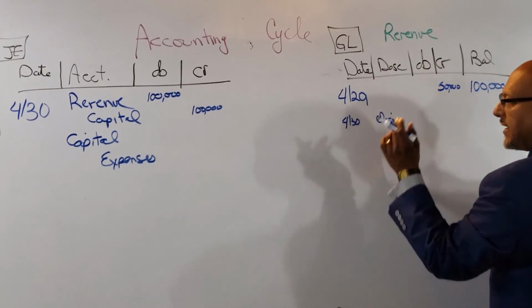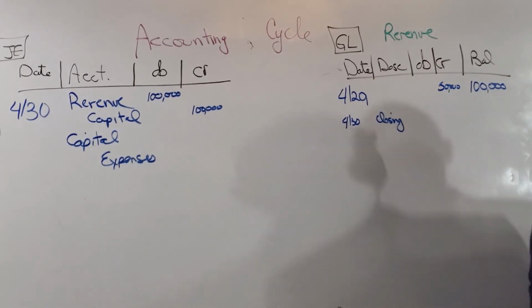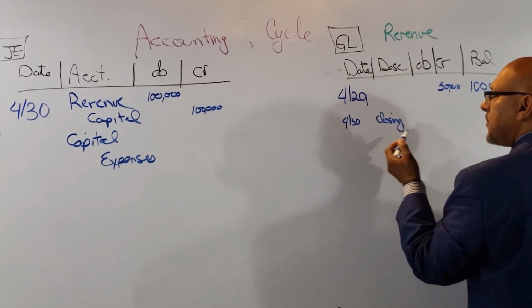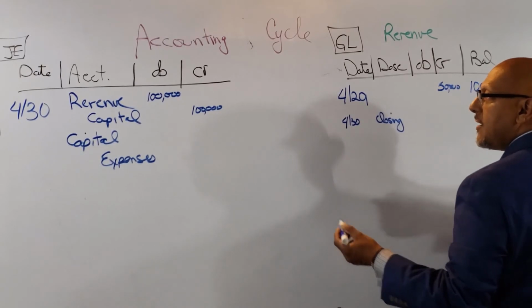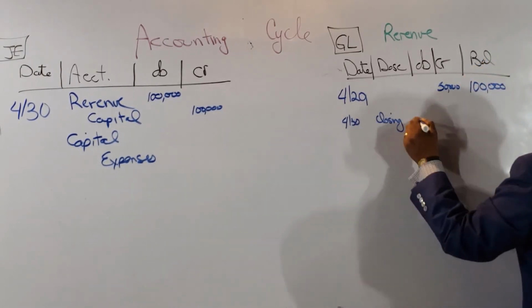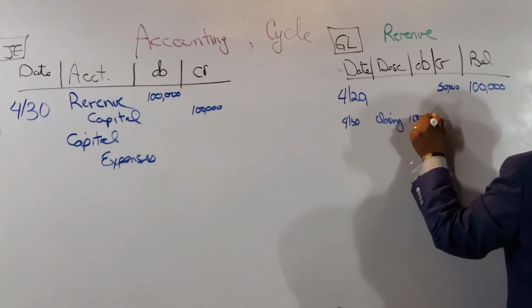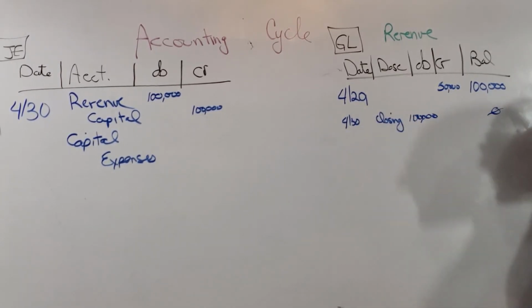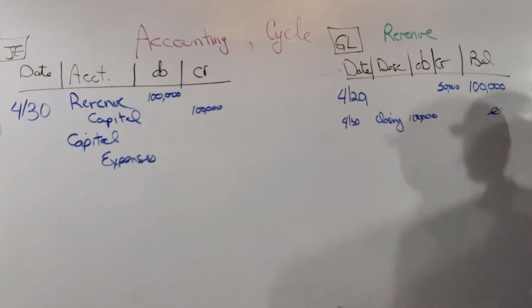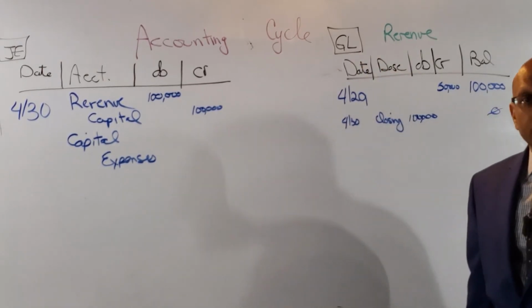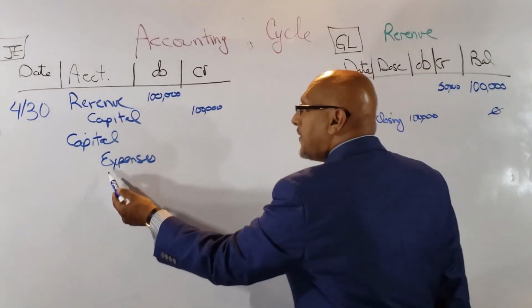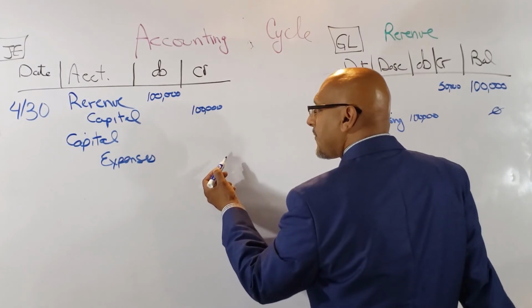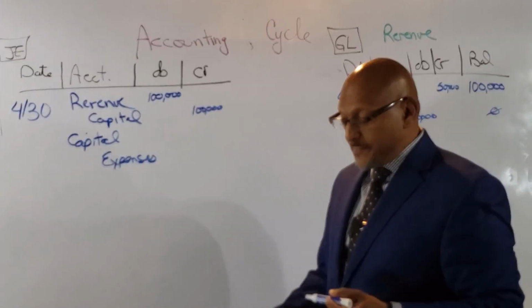I'm just pretending that we had a transaction on 4/29 just to come up with it. So on 4/30, this is closing the revenue, so it's our closing. We have a debit of $100,000, which makes this balance 0. The GL is 0 now. The same would be with all the expenses. The debit balances of the expenses are credited off, and we debit capital.